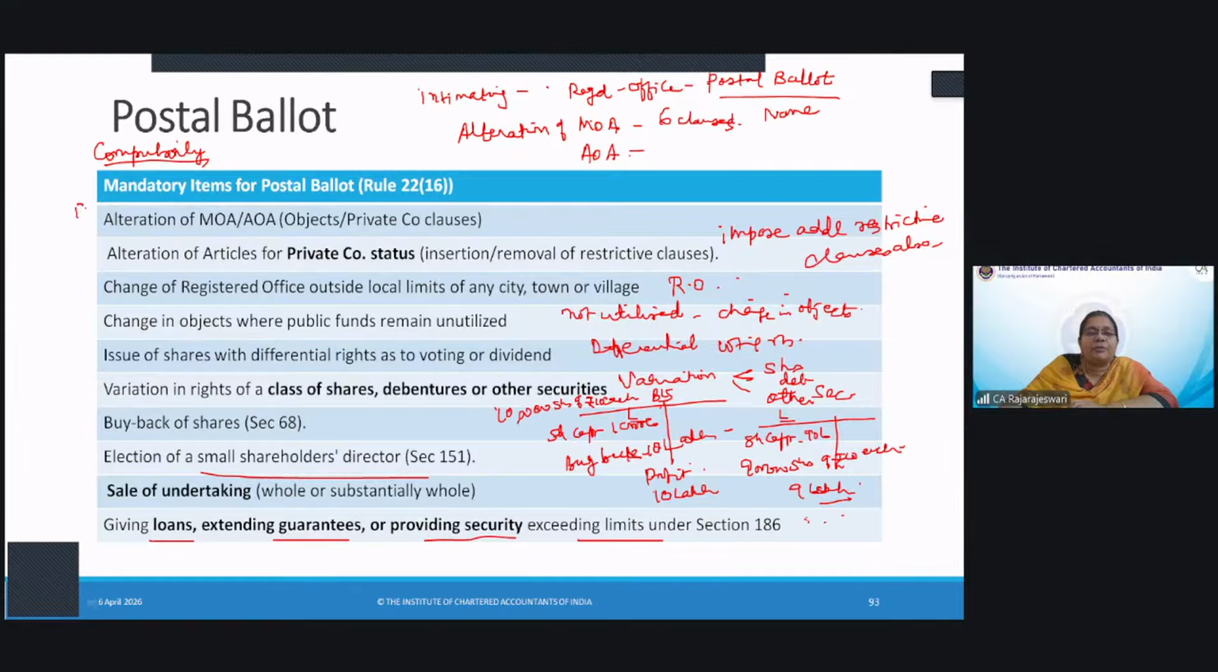So this is the first point. Second, third, fourth, 5, 6, 7, 8, 9, 10. You have to remember all these points and write them in the examination.